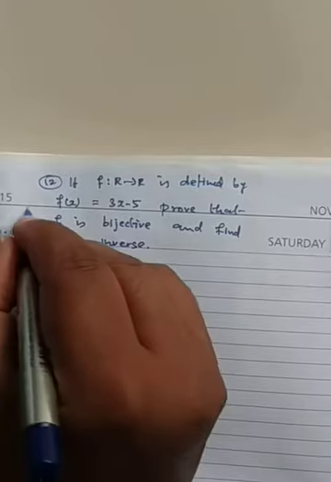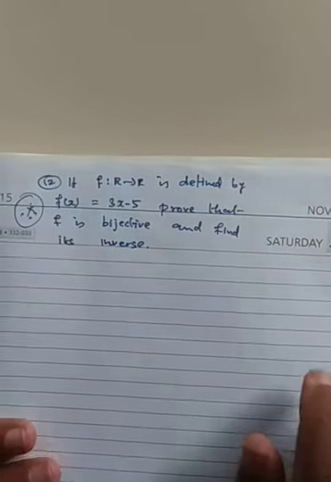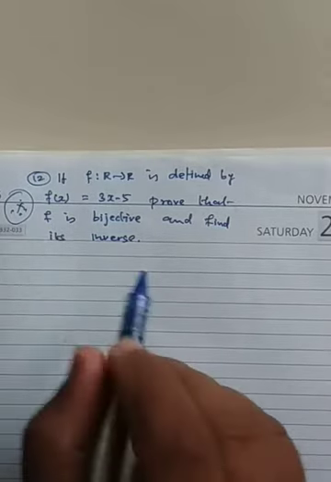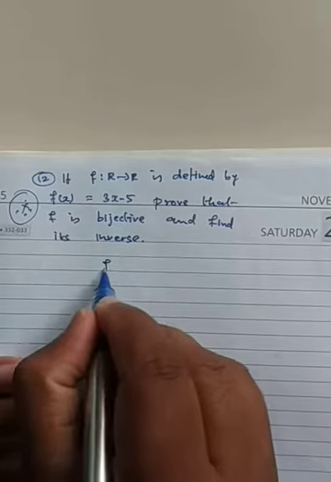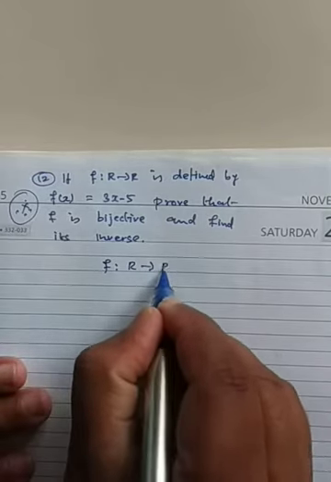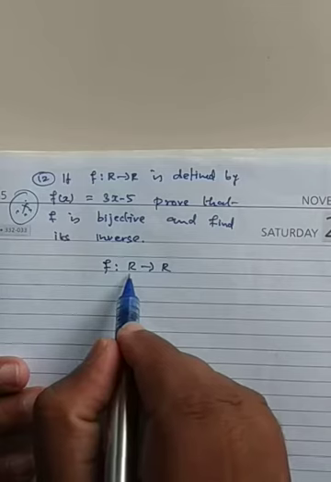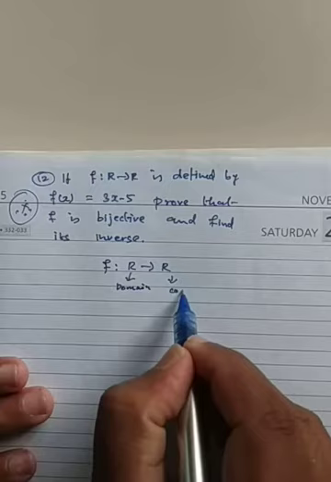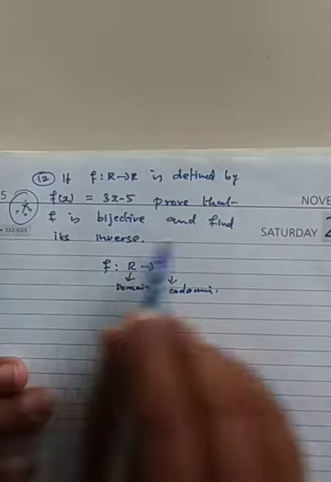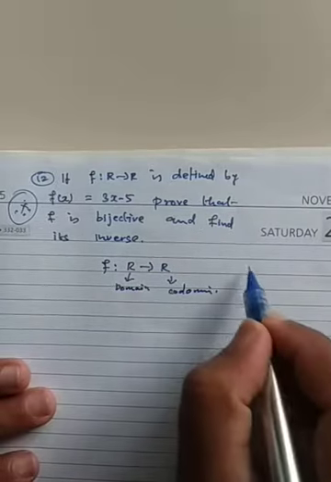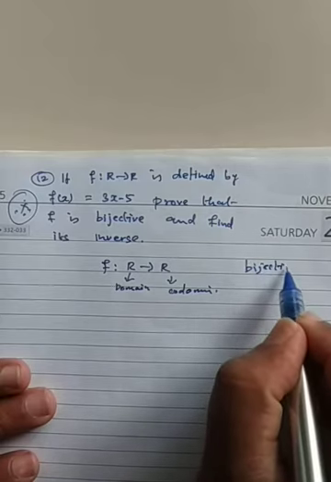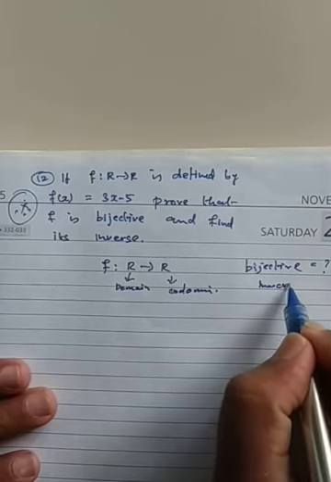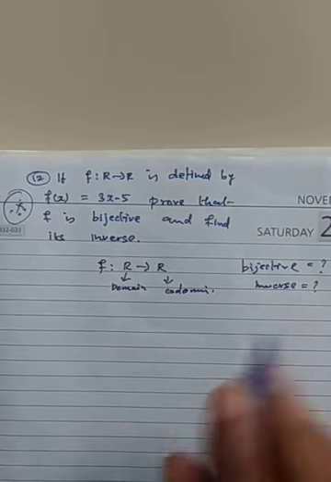They will really ask you this question. What they are saying is: if f maps from R to R, that is, the function is a mapping from R to R, it means the domain is what? Real numbers. And the codomain is also what here? Real numbers. What we need to prove is that it's bijective, and find the inverse. We need to show it's bijective and we need to find its inverse. These are the things we need to do here.